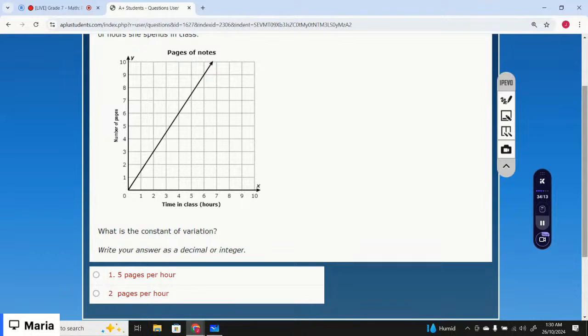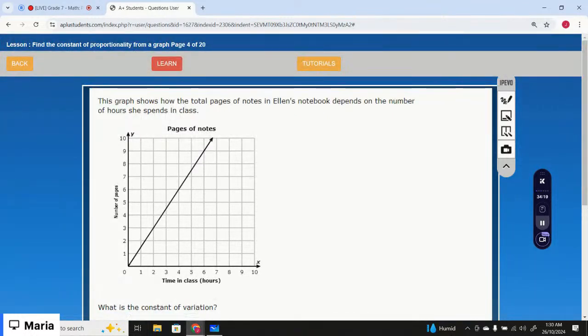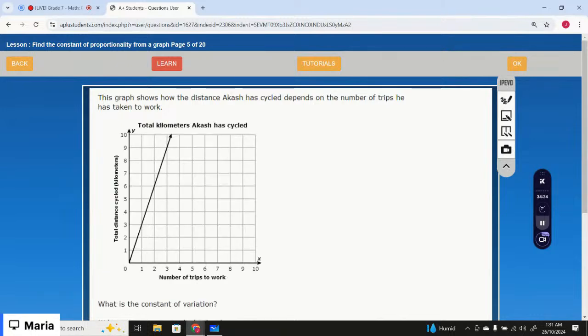The correct option is 1.5 pages per hour. Very good. Option number 1 is the correct option. This graph shows how the distance Akash has cycled depends on the number of trips he has taken to work.